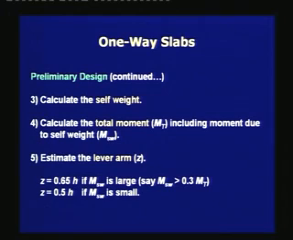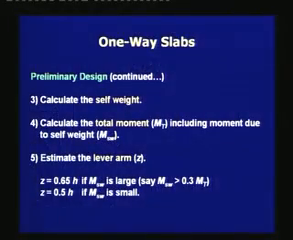Next, we calculate the self-weight of the slab. Once the depth is known, the weight per unit width of the slab can be determined, and then we calculate the total moment, which we are representing as MT, including moment due to self-weight, which we are representing as MSW. So once we have calculated the self-weight, we add that to the other dead load moment and live load moment to get the total moment MT.